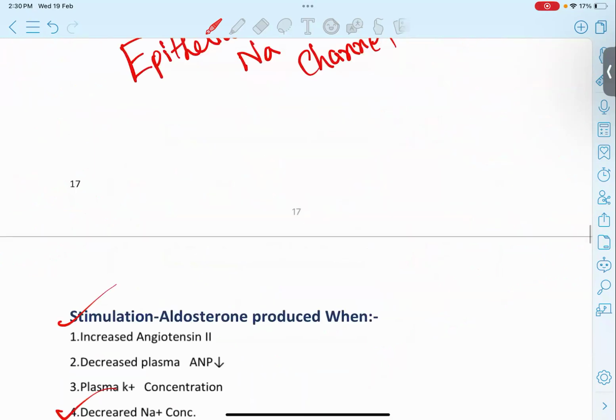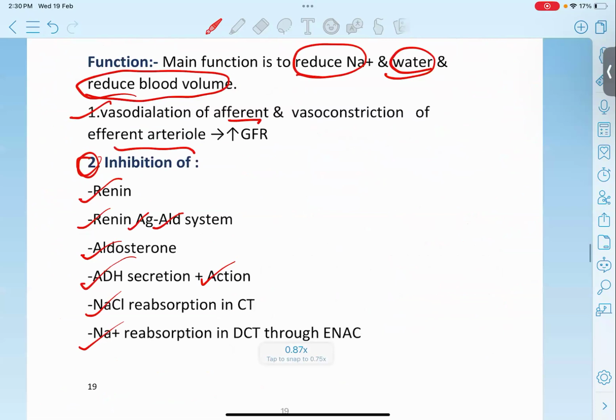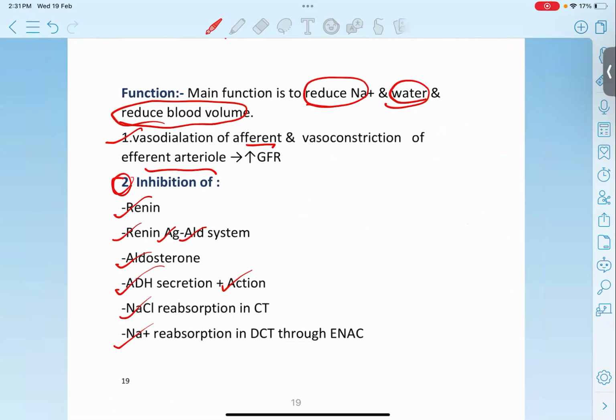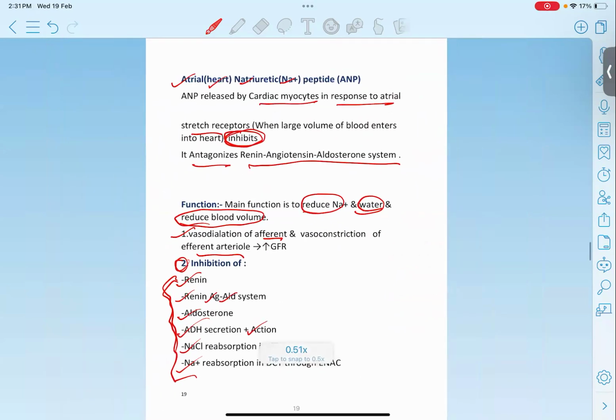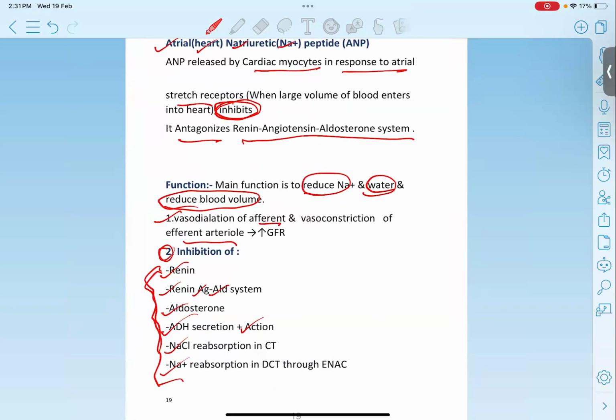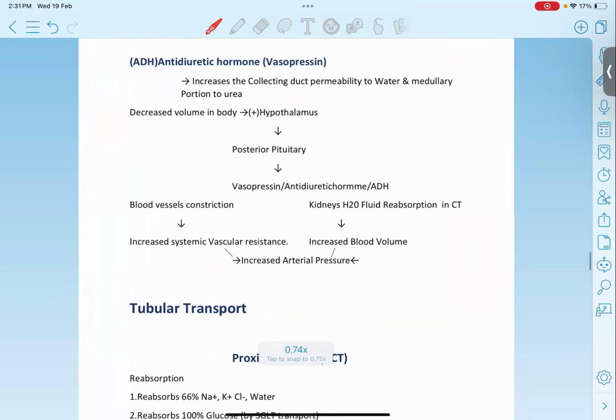So ANP will inhibit sodium reabsorption in the DCT through ENaC. So it will inhibit everything. The main function of ANP is to inhibit everything that increases blood volume and blood pressure, and to reduce the blood volume and reduce the blood pressure. So we are done with that. Now we will move into another hormone, which is ADH.